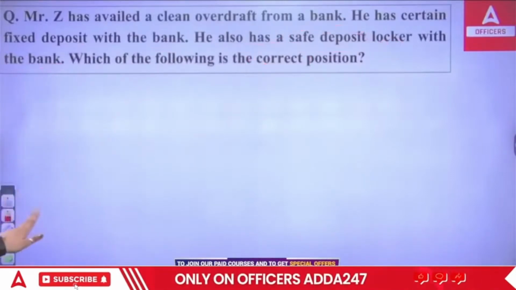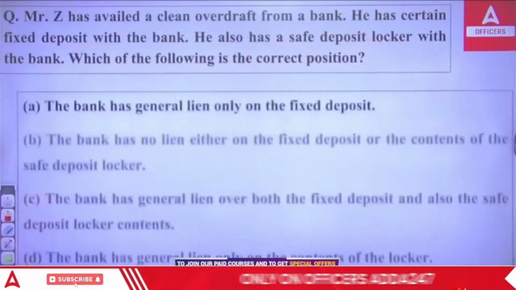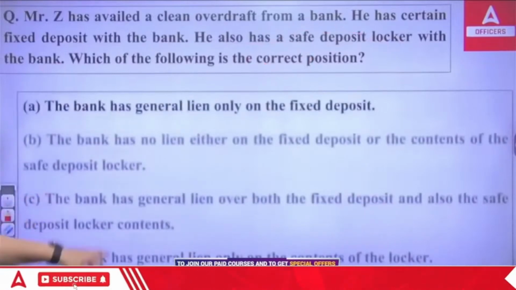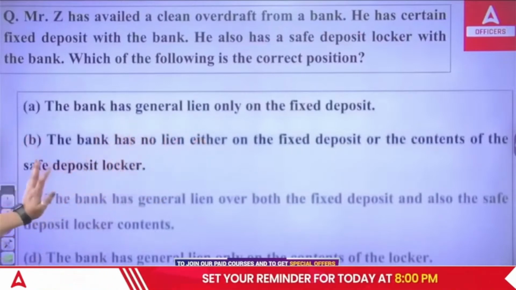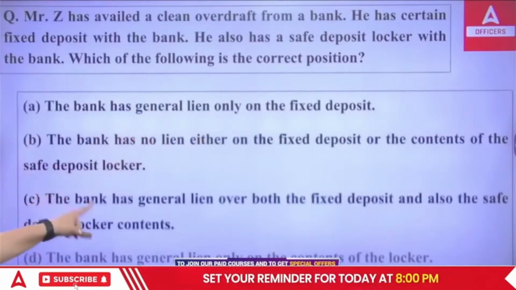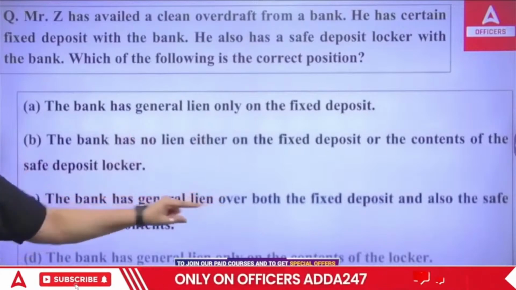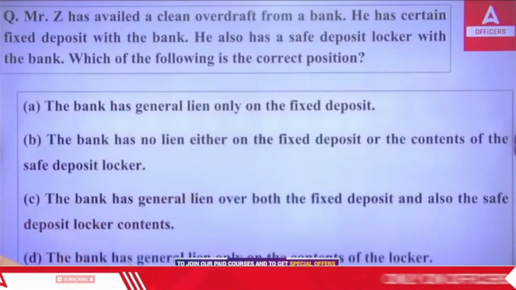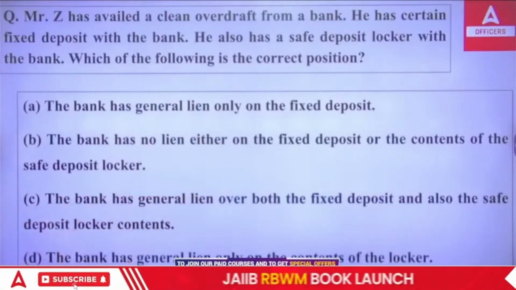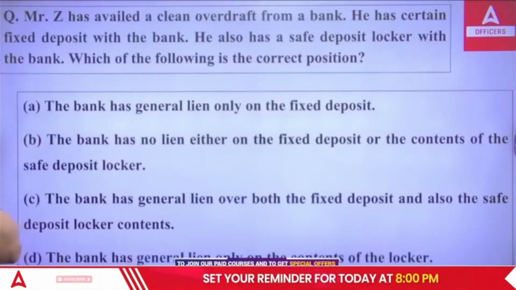So, first option we have, the bank has general lien only on the fixed deposit. The bank has no lien either on the fixed deposit or the content of the safe deposit locker. The bank has general lien over both the fixed deposit and also the safe deposit locker content. Then the bank has general lien only on the contents of the locker. So, what do you think? Which of the following is correct? A, B, C, or D?